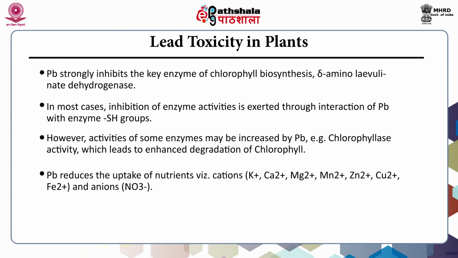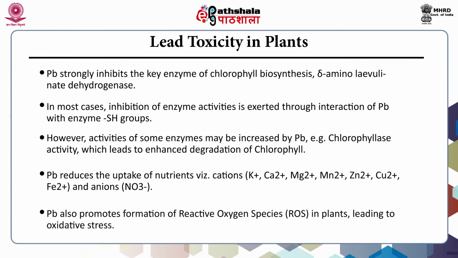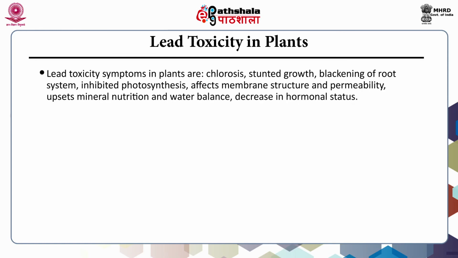Lead reduces the uptake of nutrients, namely cations, that may be potassium, calcium, magnesium, manganese, zinc, copper, iron etc., as well as of anions, for example, nitrate. Lead also promotes formation of reactive oxygen species in plants, leading to oxidative stress. Lead toxicity symptoms in plants are chlorosis, stunted growth of the plant, blackening of the root system of the plant, and inhibited photosynthesis.